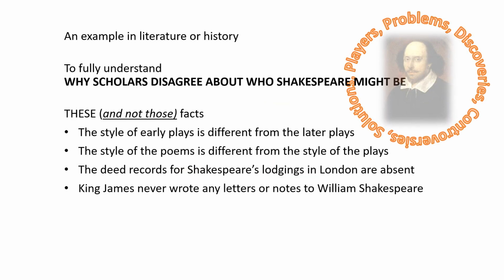Let's take another example, our example from literature or history. And we had said that Shakespeare's people still do disagree about who Shakespeare could be, and we'd looked at that a little bit. One of the reasons that people disagree is that the style of the early plays is different from the style of the later plays. And the style of the poems is maybe a little different from the style of the plays.